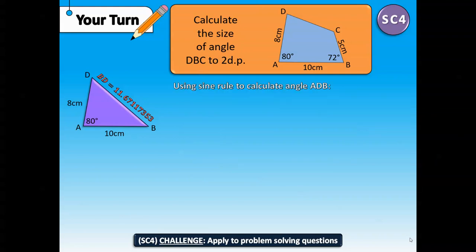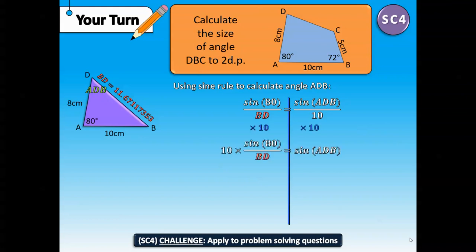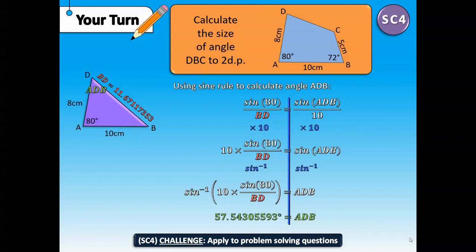I then use the sine rule to calculate the angle ADB. I times both sides by 10. And then I do the inverse of sine, which is sine to the minus 1. So angle ADB is 57.5 degrees.